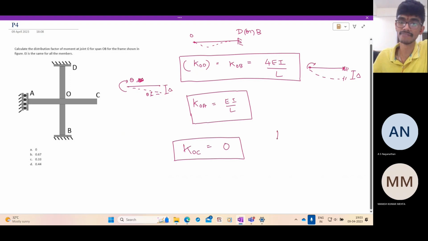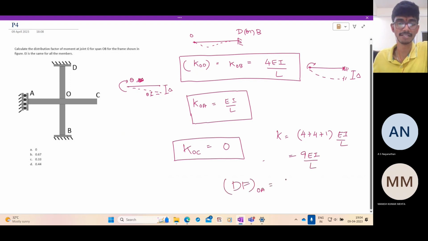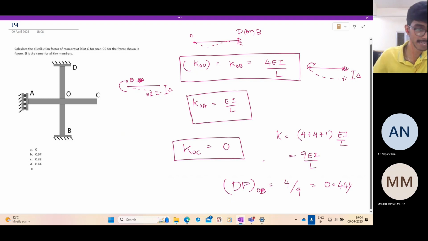So what is the total joint stiffness? It is 4 plus 1 EI by L, which is 9 EI by L. And what are they asking? The distribution factor for the member OB. So for OB, it is 4 EI by L. Total is 9 EI by L. So distribution factor is 4 by 9, which is 0.44. So that is option D.